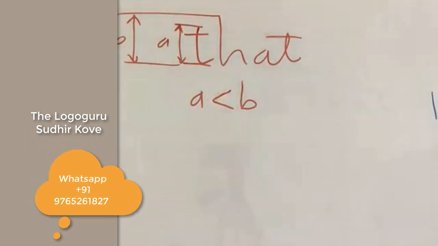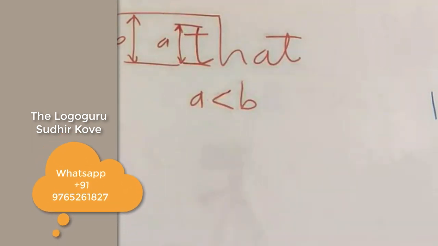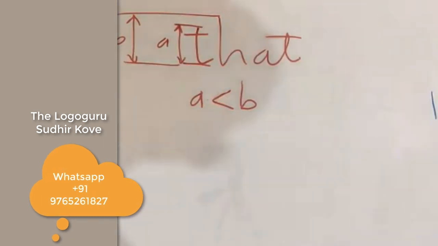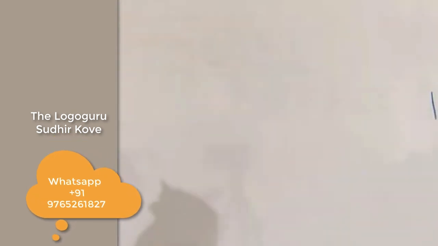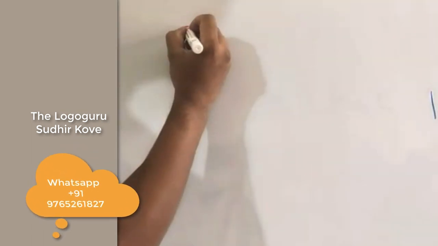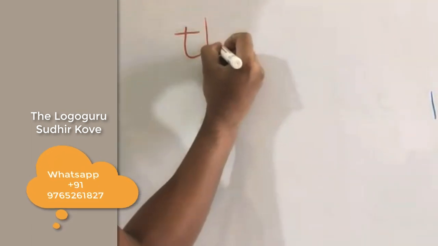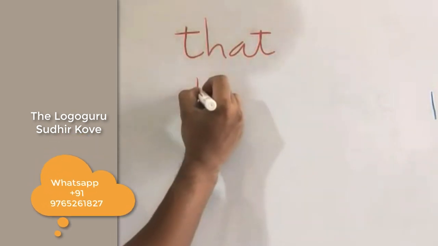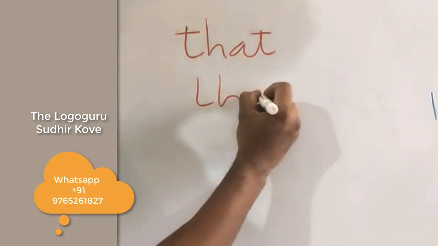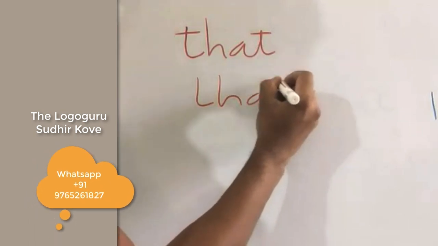So while writing THAT, you need to practice that. So this was regarding the letter T. Once again, I will repeat for your confirmation. Whenever you are writing in connection, it will come like this: T H A T. And in terms of print writing, it will come like this: T H A T.